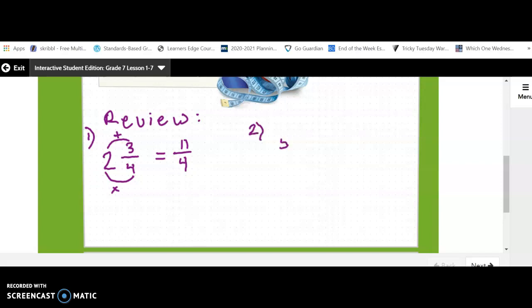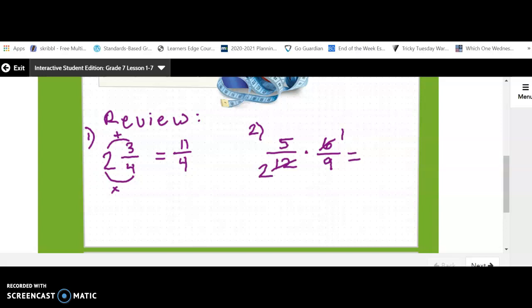If I had, let's just say, 5/12 times 6/9, there are two methods we can use to solve this. We could multiply our numerators, multiply our denominators, and then simplify. Or some of us might recognize that 6 and 12 are common, and they are both divisible by 6. 6 divided by 6 is 1, and 12 divided by 6 is 2. So you can simplify first.